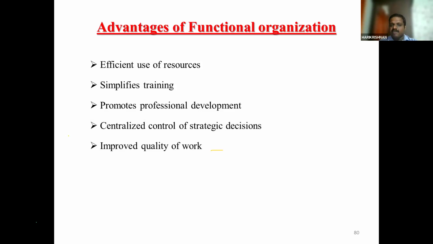So one is effective use of resources, then simplified training, because training is done by each section. In each section, qualified persons are there for giving the training. Then promotes professional development, centralized control of strategic decisions, and improved quality of work. Okay.